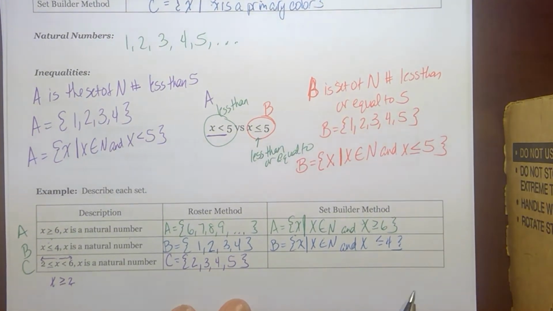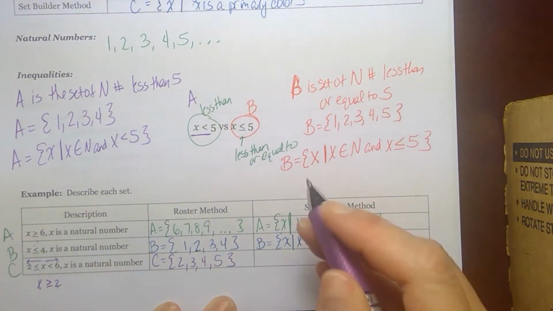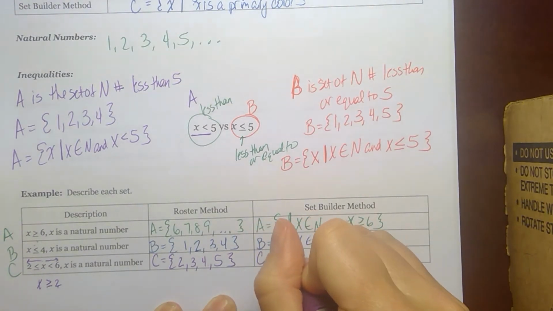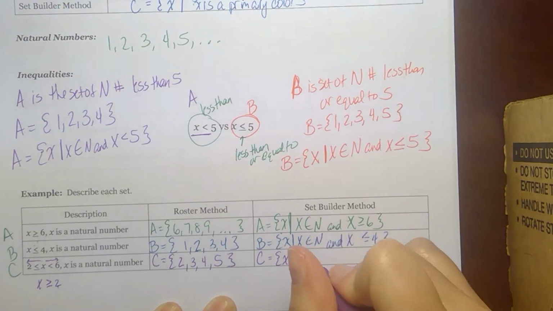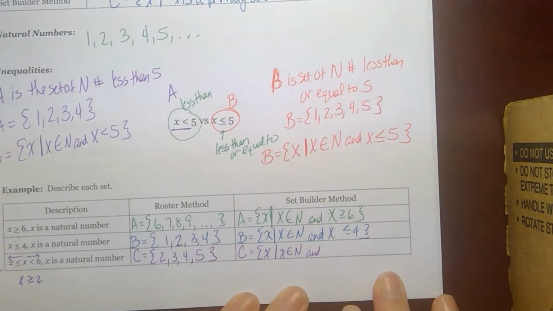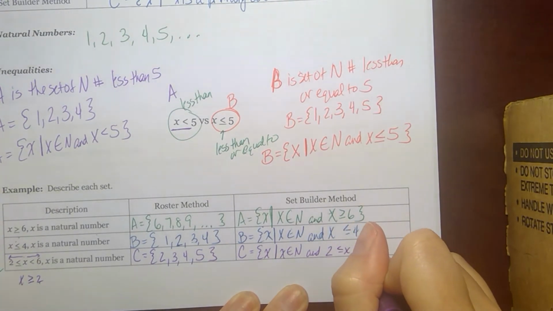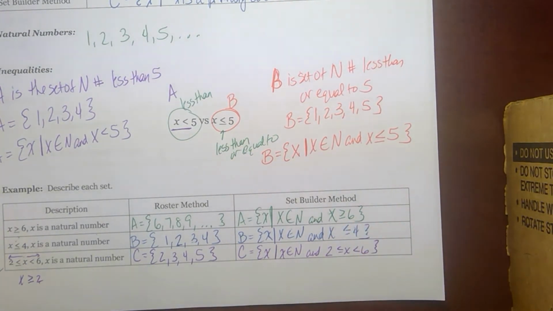All right, set builder notation. I'm going to use this compound inequality that I was given. I say set C is the set of all elements x such that x is a natural number, and then I just include my inequality statement. It tells me what values to start and stop at.